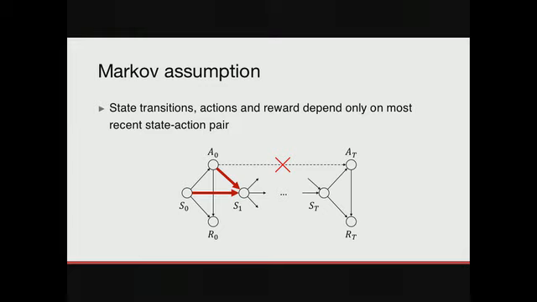Something that's not allowed under the Markov assumption is an edge like this, which says that an action at an early time influences an action at a later time. And specifically, it can't do so without passing through a state, for example. It very well can have an influence on A_t by this trajectory here, but not directly. That's the Markov assumption in this case.